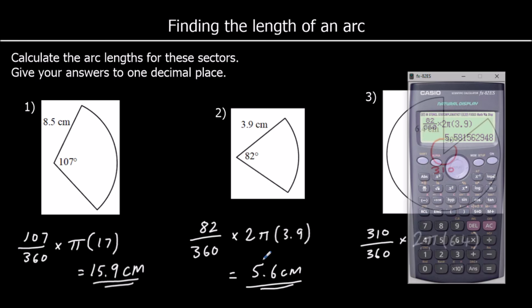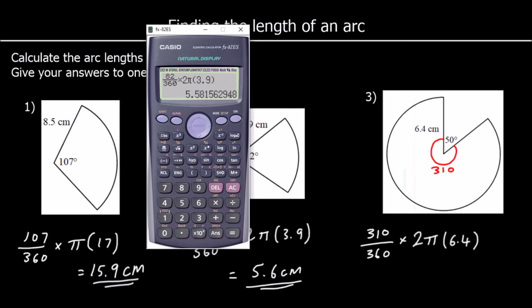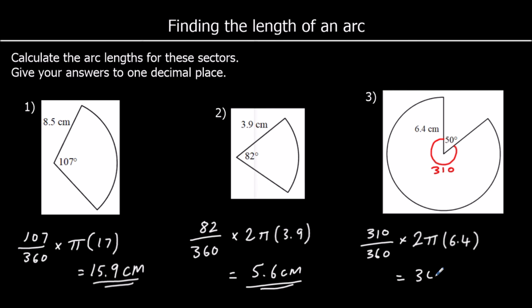So again, type it in the calculator. And we have 34.6. So 34.6 centimeters to 1 decimal place.